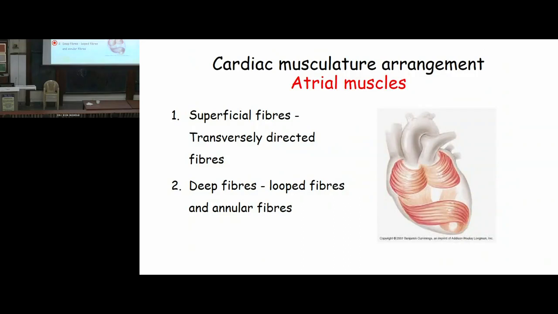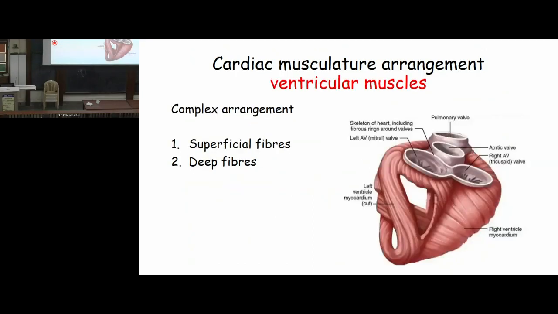So cardiac musculature, atrial musculature, has a superficial part and a deep part. Superficially, transverse, and deep are loop fibers or annular fibers. Ventricular again the same, superficial and deep fibers.